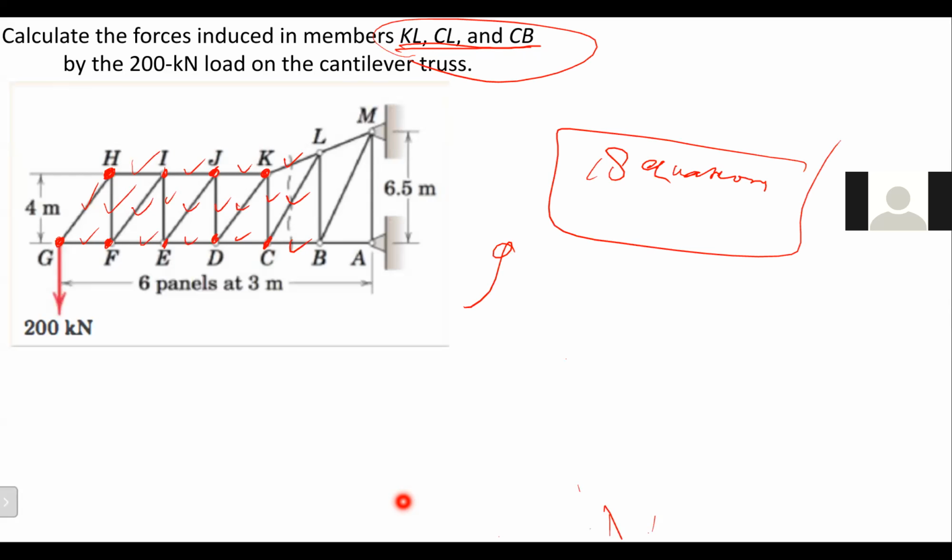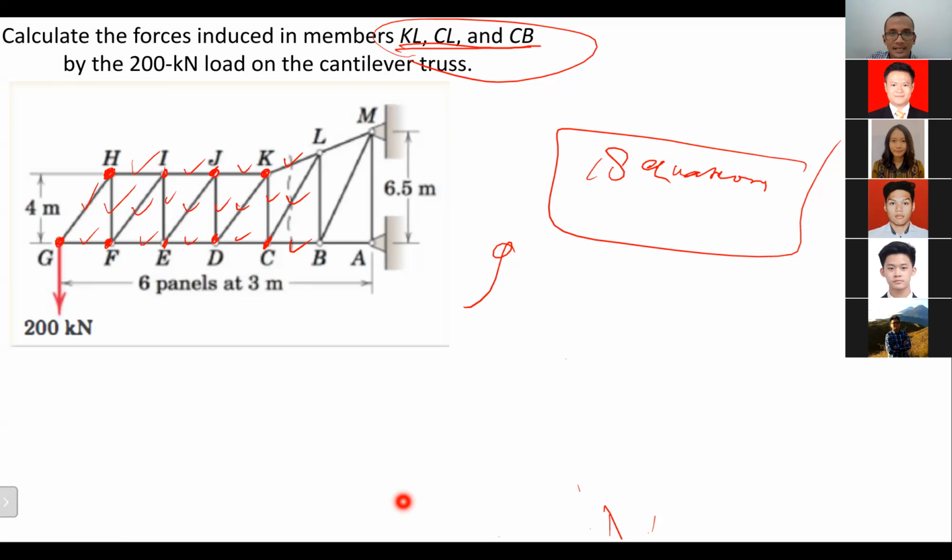Do you want to solve it in a simpler way? Because the ones that we need are only KL, CL, and CP, right? We don't need the other members. If I give you an option to solve this particular problem with only 3 equations, which one would you choose, 3 equations or 18 equations? 3 equations, because it's much simpler, right?